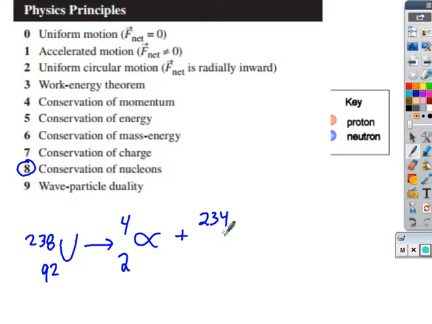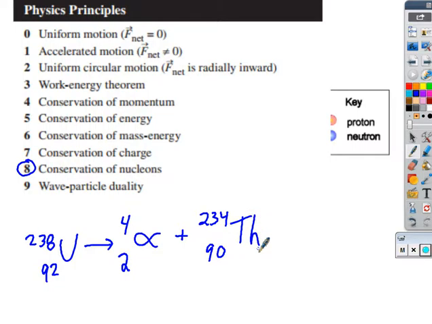When I talk about protons now, we want to think about physics principle number 7, the conservation of charge. My total charge at the start, I have 92 protons. And I'm not showing you any electrons because that's not really important for these decay events. So I still need a total of 92 protons at the end. That's how I know I have 90 protons remaining. And so that must be thorium.